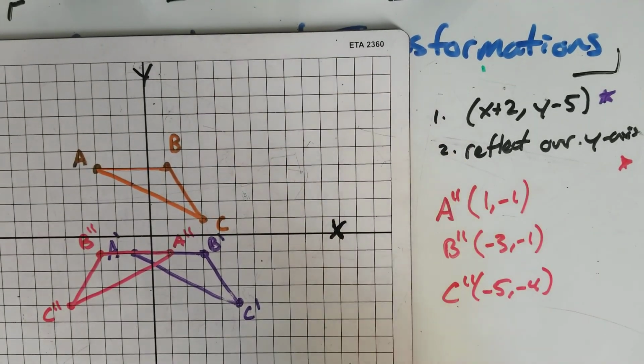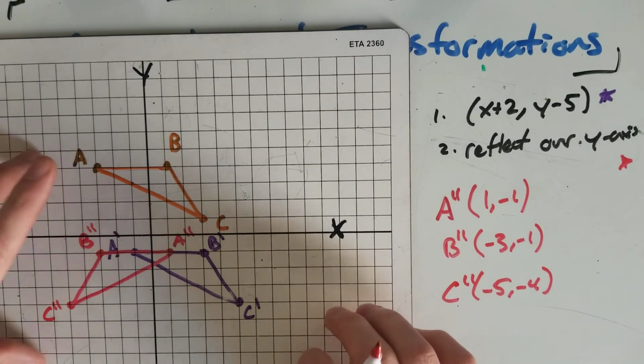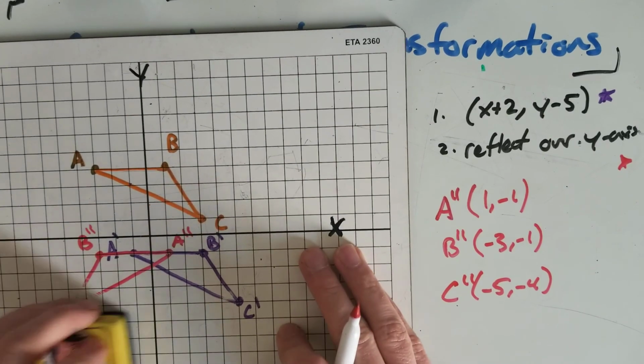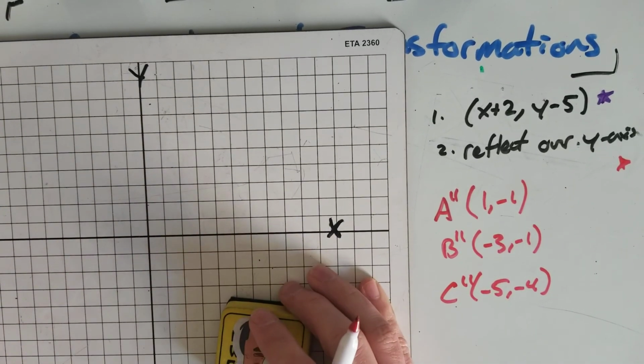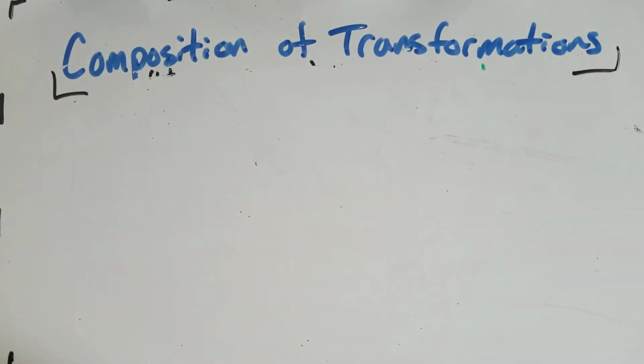And here's how we can do multiple transformations. So we're going to go ahead and do a couple more, but they're not on the coordinate plane now. And we'll use that other technique for them. So we'll go ahead and get rid of these.